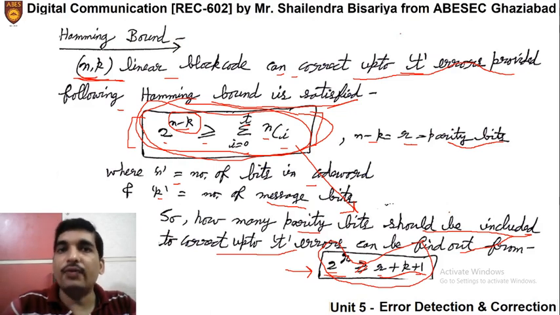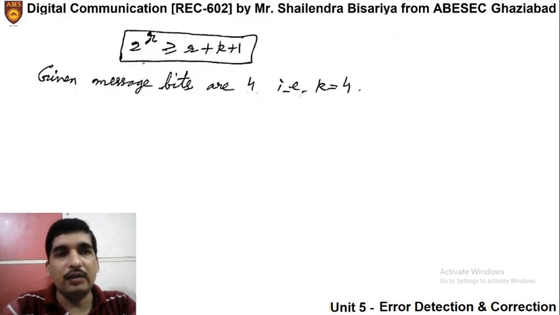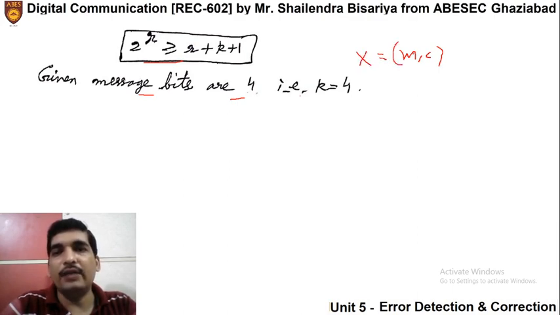So from this condition we can find out how many parity bits are required. For example, suppose we have 4 message bits that we want to transmit. We know that the message followed by check bits gives us our code word X. With 4 message bits, how many check bits, how many parity bits, are required for the purpose of correcting t bit errors?